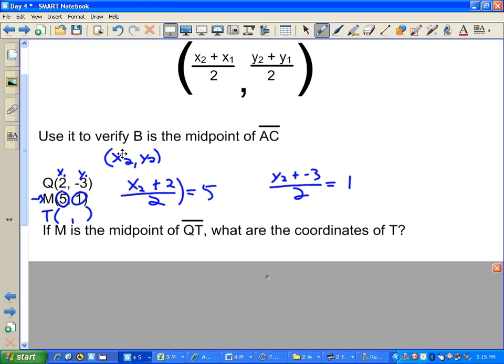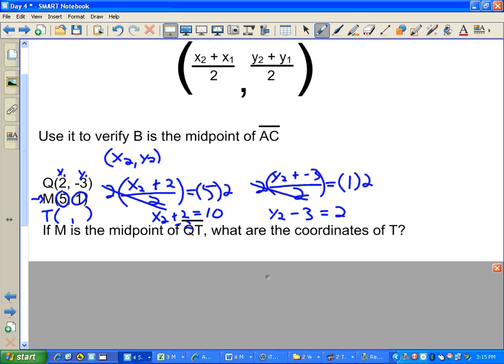To solve this, I need to get rid of this 2 on the bottom first. So I'm going to multiply both sides of the equation by 2. Same thing over here. That's going to cancel the 2 here. So then I'm going to have x2 plus 2 equals 10, and y2 minus 3 equals 2. Then I would subtract the 2, so that this would be 8. Add the 3, so that this would be 5. That's the first way to do it.